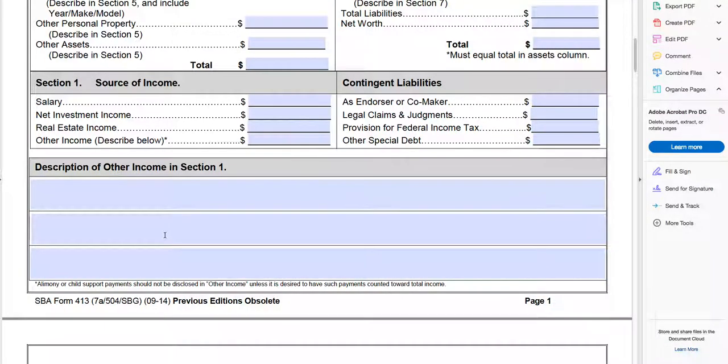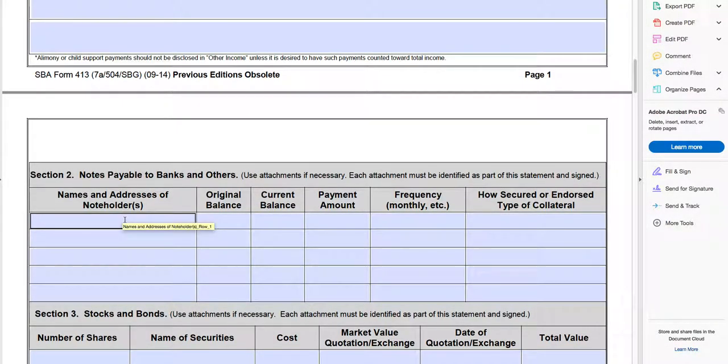This is primarily for all of the credit card debt that you have, the personal loans that you have, the student loans that you have. Please don't add your mortgage debt in here. There's a separate section for that.